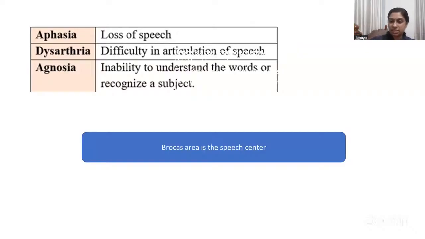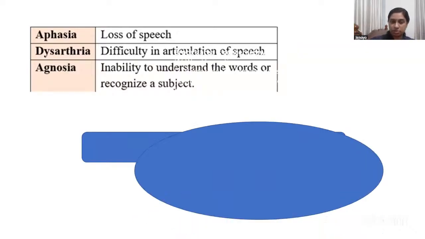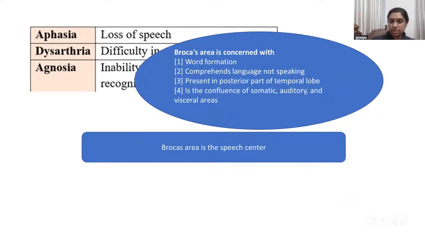So Broca's area is basically called the speech center. Okay. So this is another question. Broca's area is concerned mainly with word formation. So Broca's area is concerned with word formation.